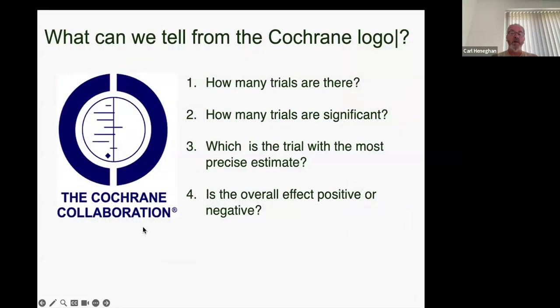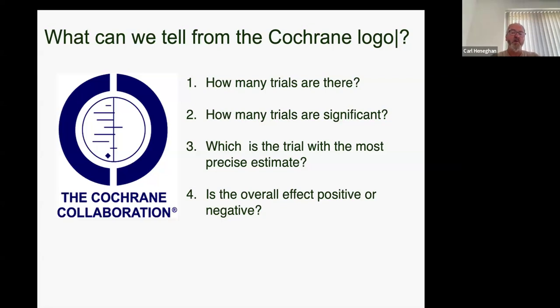Now, one of the key issues here, just having a recap, is the logo itself. If you look at it, the Cochrane logo is actually a forest plot. Now, if you look at that, there are 4 questions. I'll just give you a second to think about them. How many trials are there? How many trials are significant? Which is the trial with the most precise estimate? And is the overall effect positive or negative?